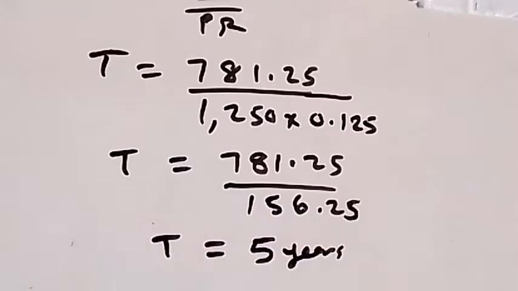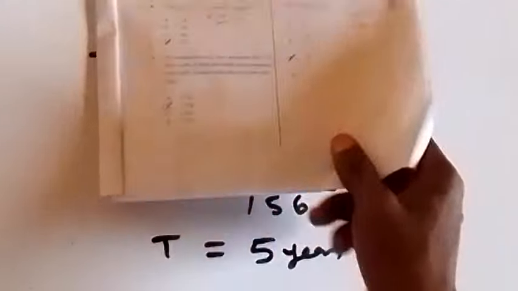Now when we check the options in number 7, the correct option there is, of course, option D, which is 5 years.